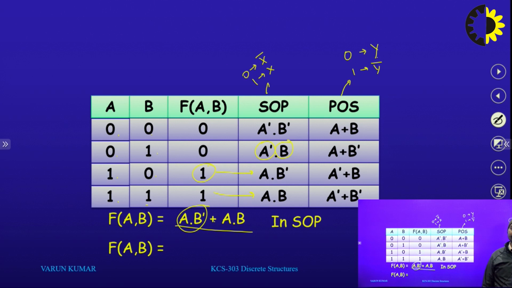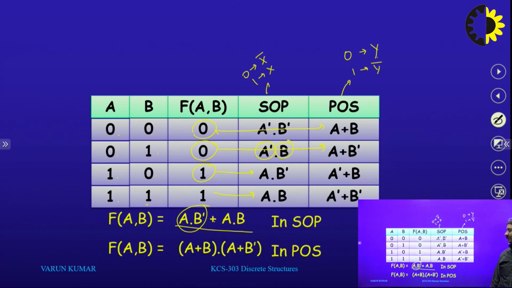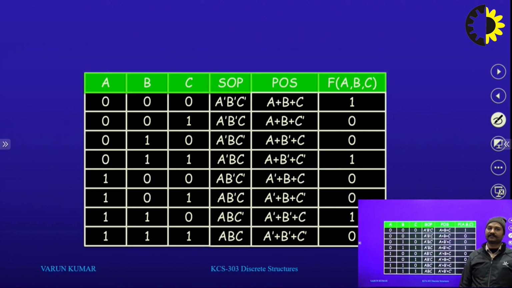And in POS, we count the zeros, how many times 0 comes at that place and that place. So we write in POS A plus B and A plus B bar. It means product of sums. These are the sums, and we connect these values by product of sums. So this is the particular expression for 3 variables.